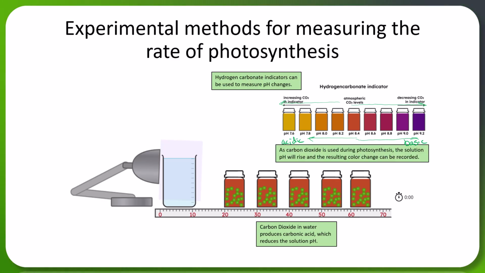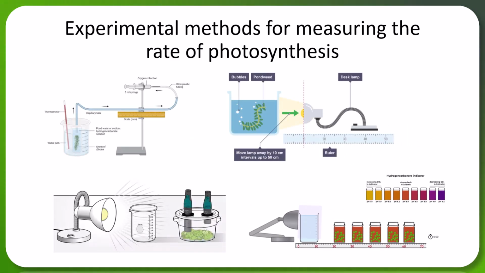As carbon dioxide is used during photosynthesis, the solution pH will rise and the resulting color change can be recorded. Again, higher levels or higher rates of photosynthesis would be indicated by a darker purple color, because it would be using the CO2, which is pulling it out of our solution, which is decreasing the CO2 in our vial.